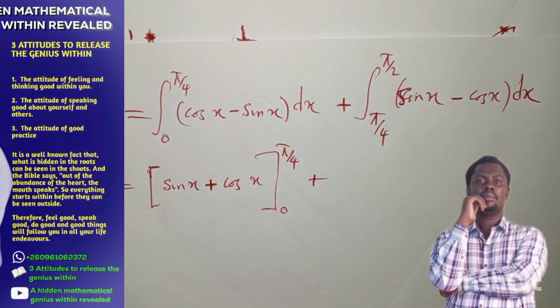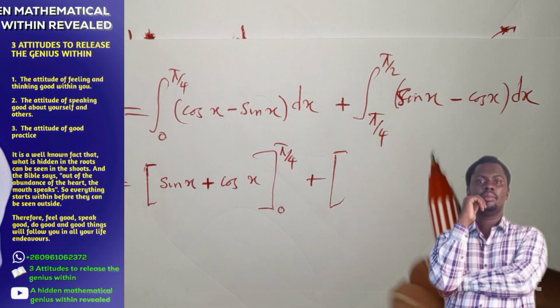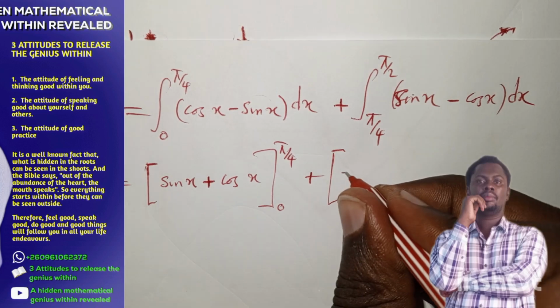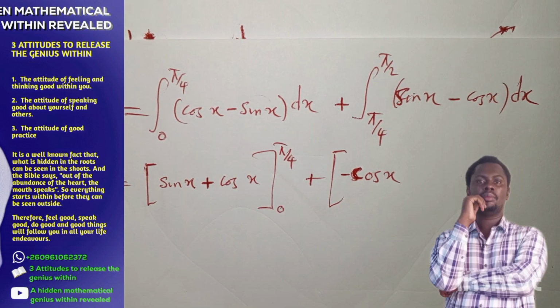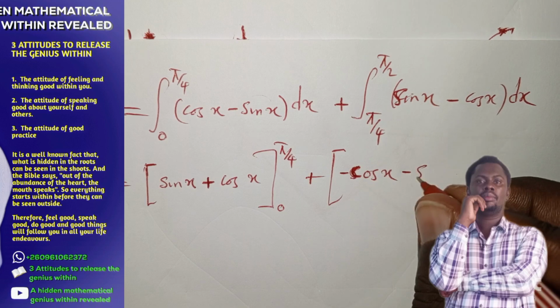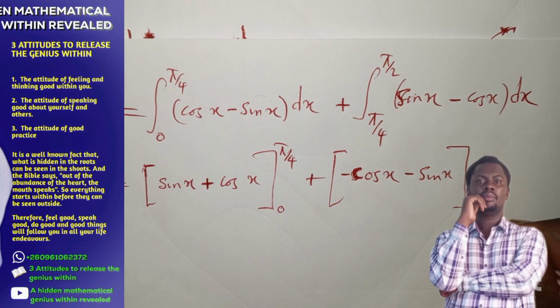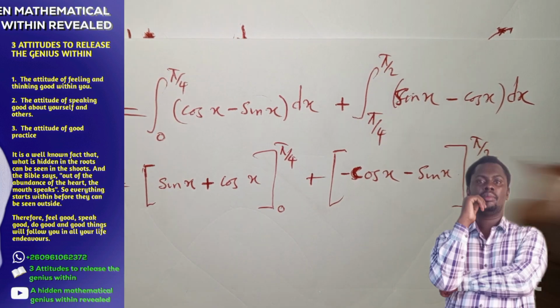Then plus the integral of sine x. The integral of sine x is minus cos x. So we have minus cos x. Then the integral of cos x is just sine x. So minus sine x. Then we have limits from pi over 4 to pi over 2.